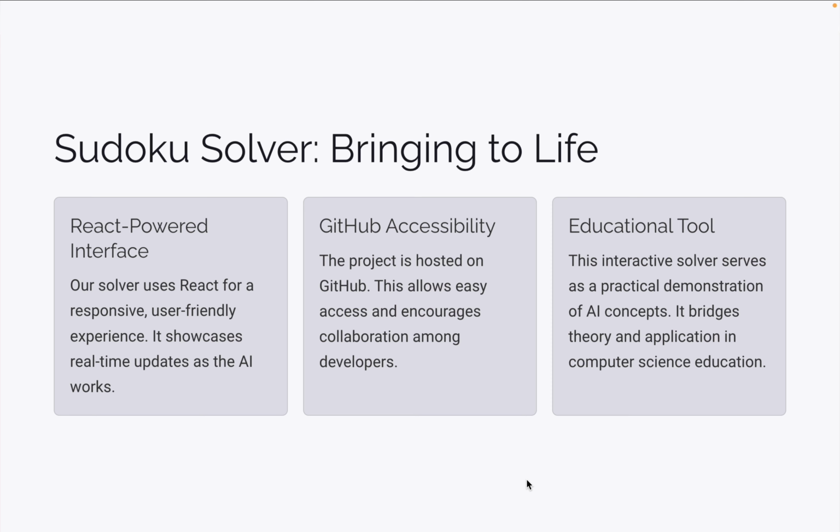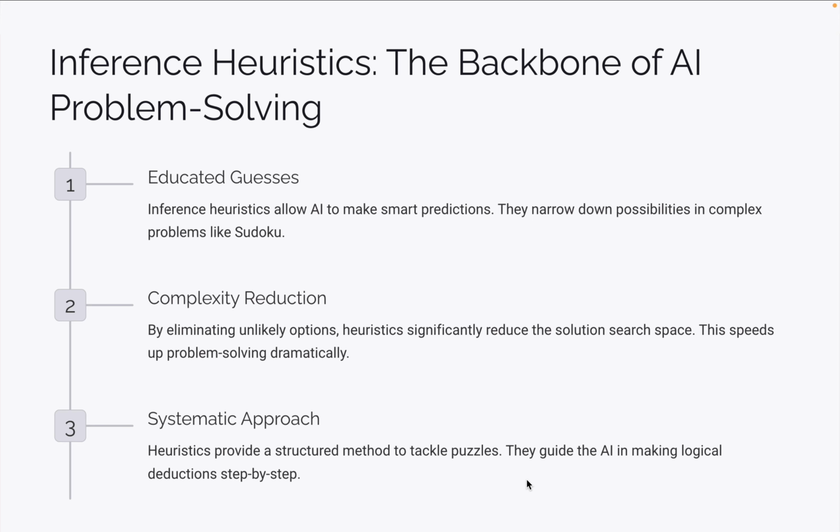In this video, I will be presenting an inference Sudoku solver that demonstrates various inference heuristics. This project is built using React, HTML, CSS and JavaScript, and I have hosted it on GitHub for easy access. We will be exploring how these heuristics help improve problem solving efficiency, particularly in constraint satisfaction problems like Sudoku.